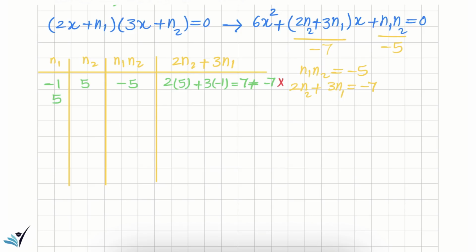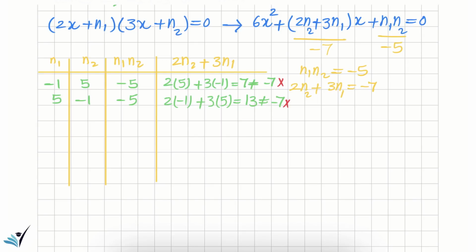Next one, 5 and -1, their multiplication is -5. 2 times -1 plus 3 times 5 is equal to 13, not equal to -7.